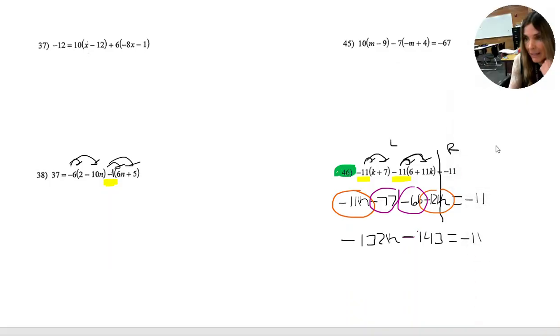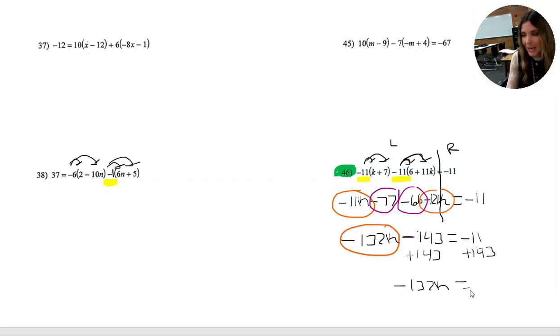Okay, and then from there, I need to now solve. So I want to isolate my variable. My variable is being multiplied by negative 132, and then 143 is being subtracted from that. So I am going to add 143 to both sides. So negative 132 times k equals, and then 143 and negative 11 gives me 132. And then my last step is to get rid of that multiplication of negative 132 by using division. So k is equal to negative 1.